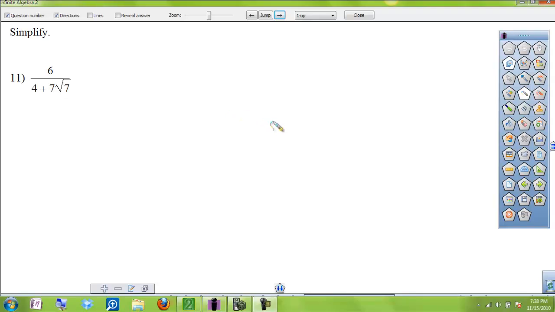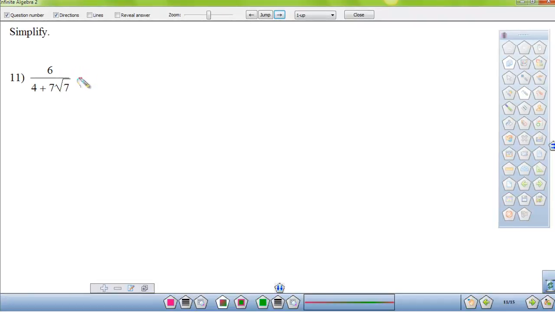Okay, we're going to finish up this exam review, do questions 11 through 15. In this problem, we're asked to simplify. In other words, we need to remove the radical from the denominator of this fraction. And in doing so, what we have to do is multiply by a form of 1.